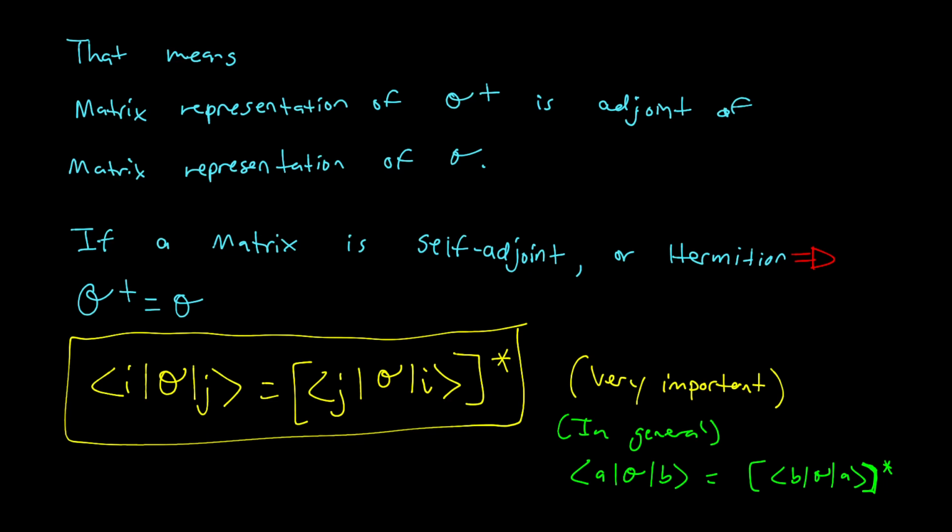And if a matrix is self-adjoint or Hermitian, then O adjoint equals O. That means ⟨i|O|j⟩ has to equal ⟨j|O|i⟩ complex conjugated. And note that this is very important for later topics in quantum chemistry. Or in general, ⟨A|O|B⟩ equals ⟨B|O|A⟩ complex conjugated, where B and A are not necessarily basis vectors.